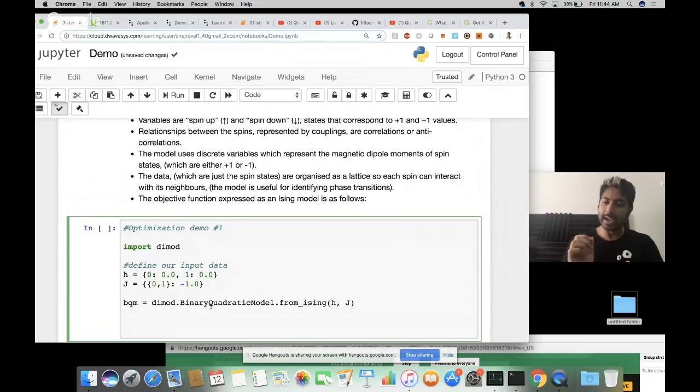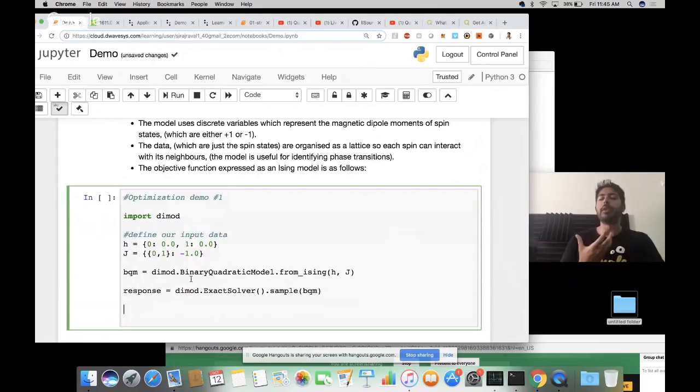Once we define our model, we can then sample from that model. Remember, quantum algorithms are sampling from a space of possibilities. And we can sample from that model just like that. And that's it. We've computed our quantum result that's going to satisfy this binary quadratic model, which is an Ising model.